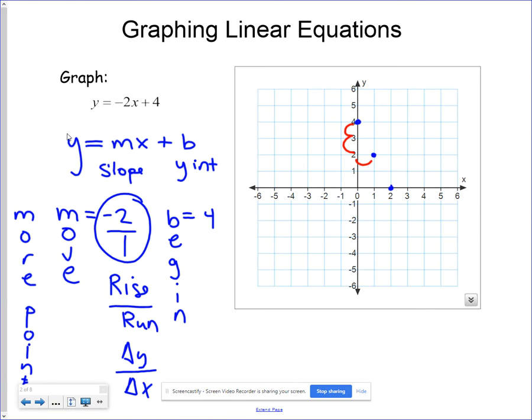Count down 2, 1, 2, over 1 to the right. And so forth. Count down 2, 1 to the right. And then just connect all these points. And there's your graph. Notice the graph slants downward. The reason it slants downward is because it has a negative slope.